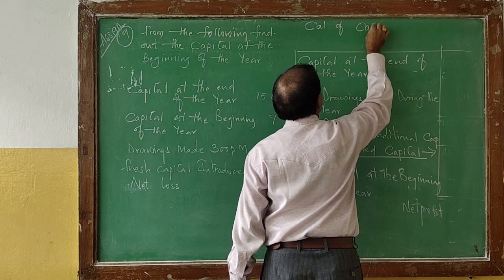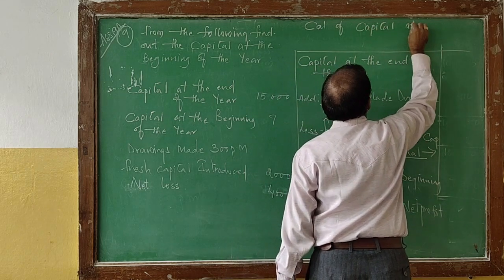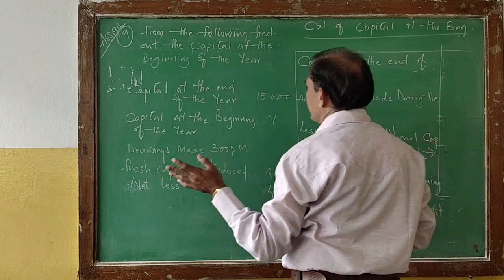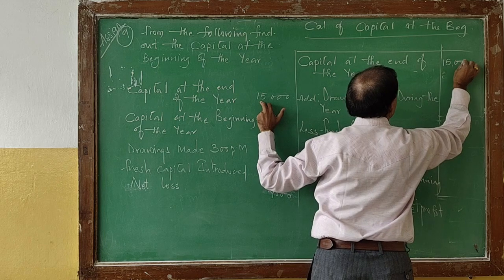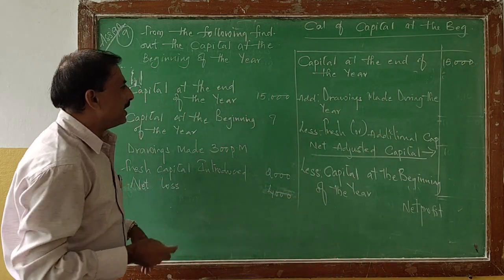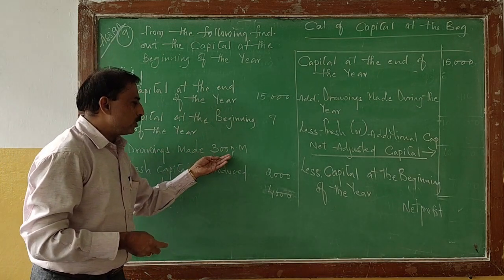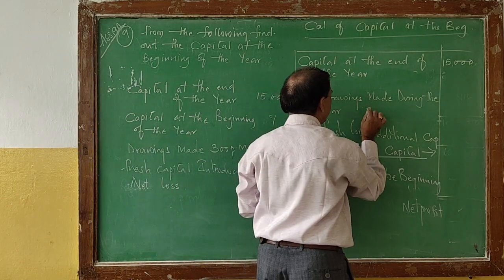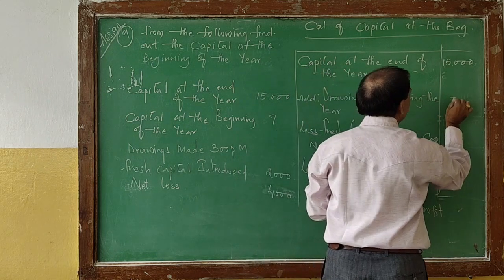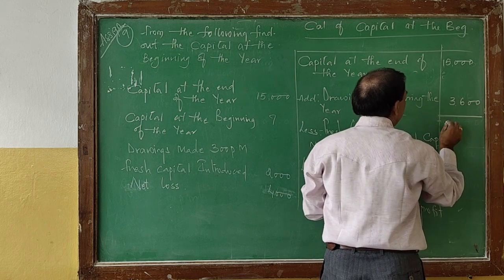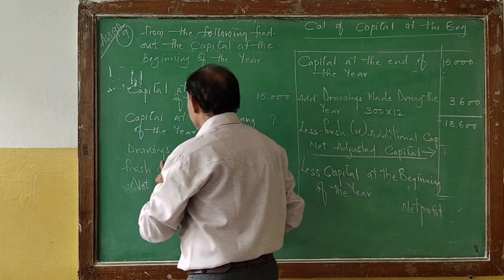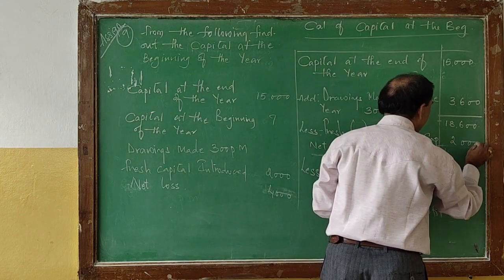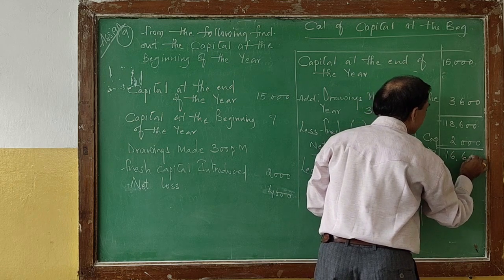Calculation of capital at the beginning. Capital at the end of the year is already given to us, 15,000. To this capital at the end of the year, we will add drawings made during the year. We are withdrawing 300 rupees per month, so per annum it will become 300 into 12, which will give you 3,600. So that gives 18,600. You have introduced additional capital of 2,000, so deduct 2,000 additional capital. This will give you 16,600.